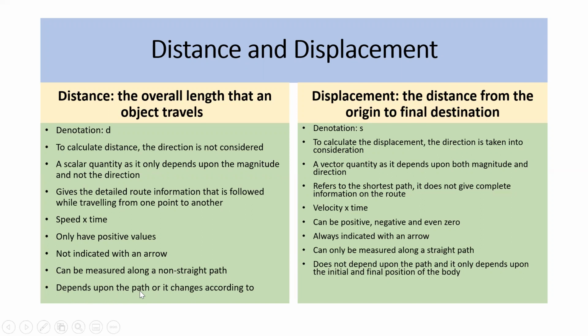Distance depends upon the path, or it changes according to the path. It's different from displacement. Displacement does not depend upon the path, and it depends upon the initial and final position of the object.